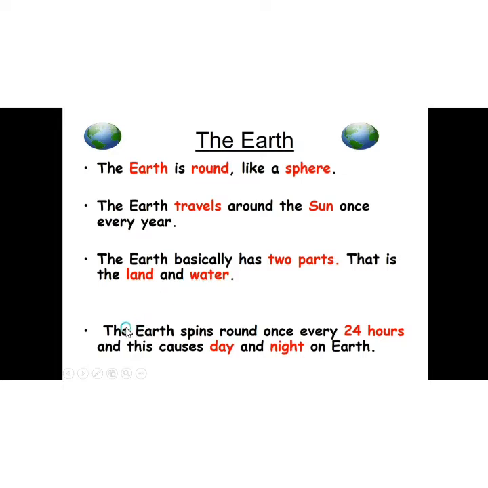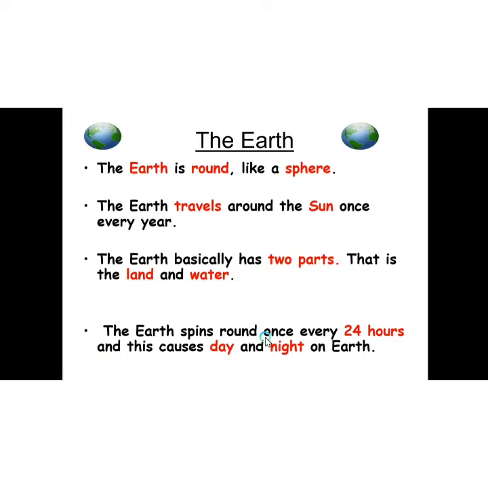Alright? So the Earth spins round once every 24 hours, and this causes day and night on Earth. Don't worry, you're going to understand this as time goes on with the links of the videos and the pictures. Alright, so now the Earth spins. Spins is to go round, to move round in the same place, to move round.